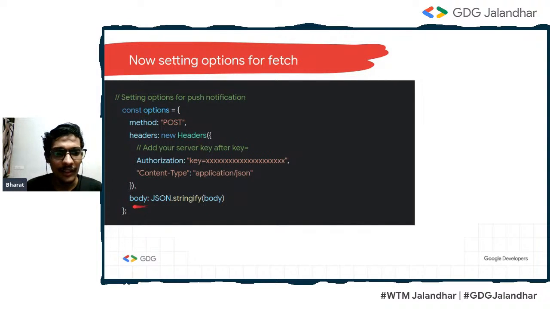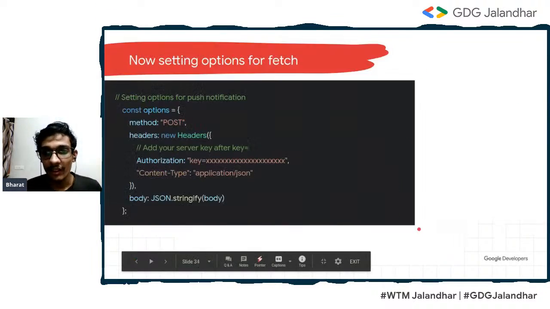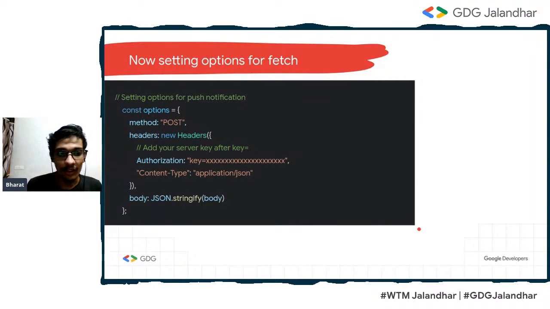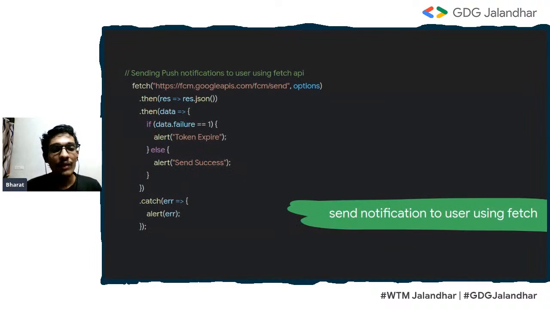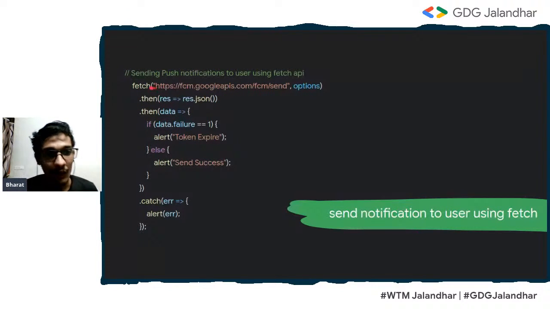After that, we are sending the body. We have to stringify the body which we already created, as servers only understand strings. So we just send the body in the form of a string; we are stringifying that JSON. After that, we are just sending this notification. To send the notification, as I already told you, we are using the Google REST API and fetch.